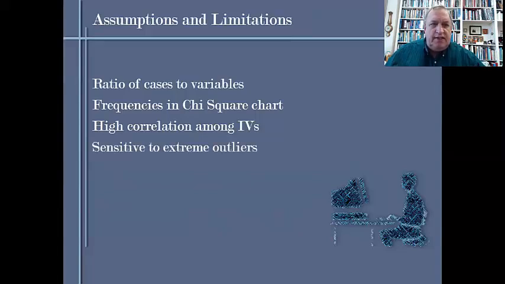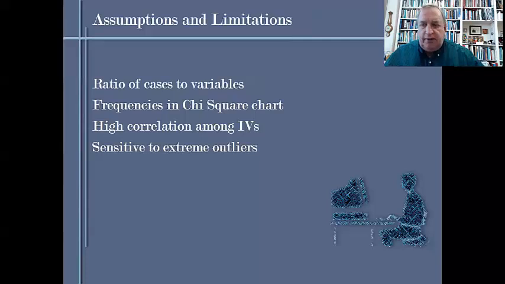Then we're also sensitive to extreme outliers, and here we're going to use the same techniques that we've used in the past. The primary one is looking at the Mahalanobis distance, looking at those that are beyond the significant chi-square values for Mahalanobis distance, and eliminating them from the equation. So those are the four assumptions that we need to look at as we work through the logistic regression.